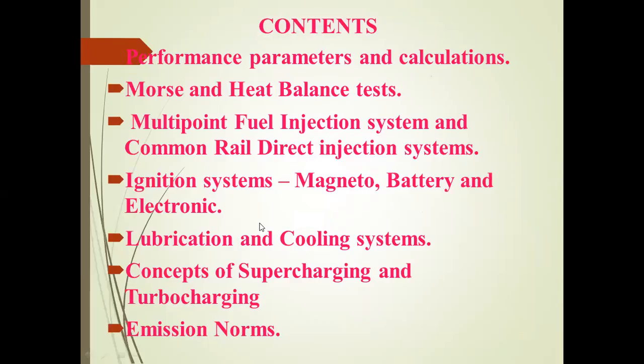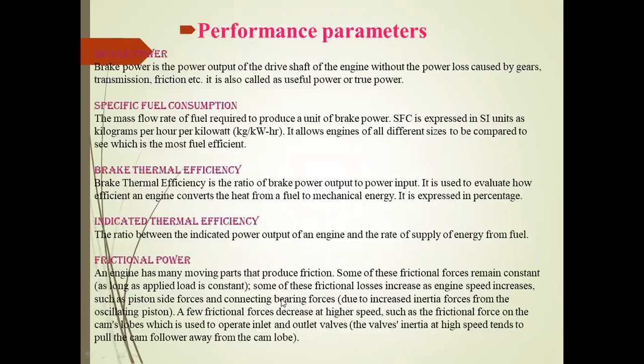The list of contents in Unit 4 is performance parameters and calculation, Morse test and heat balance test. We will also discuss the multi-point fuel injection system and common rail direct injection system, and the ignition systems used for the internal combustion engine, that is, the magneto ignition system, battery ignition system, and the electronic injection system. We will also discuss the lubrication and cooling system and the concepts of supercharging and turbocharging. Finally, we will discuss the emission norms.